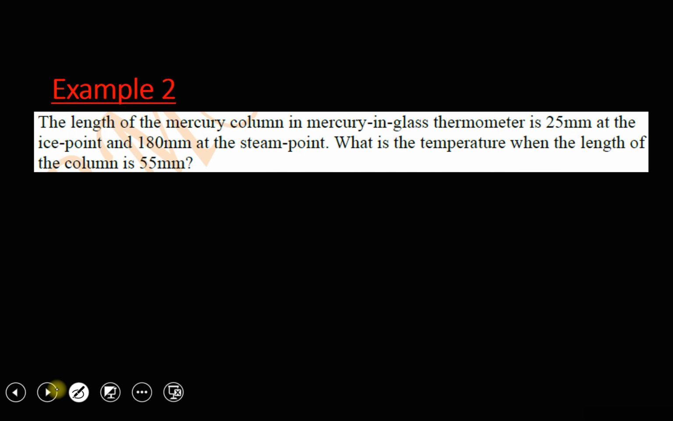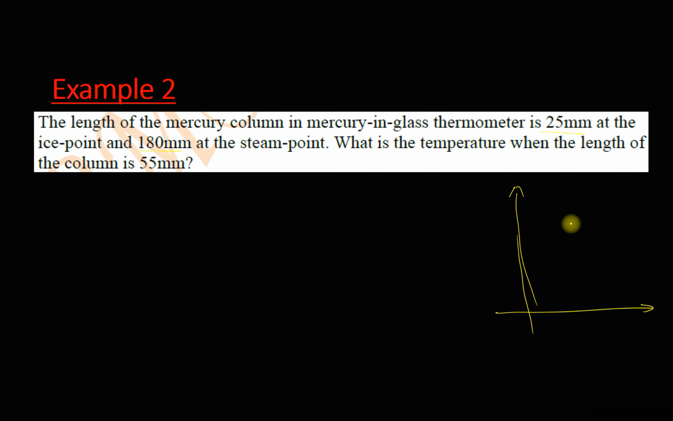If the length of a mercury column in a mercury-in-glass thermometer is 25 millimeters at ice point and 180 millimeters at the steam point, what is the temperature when the length of the column is 55 millimeters? So again, we are going to assume that the length of the liquid column varies perfectly linearly with the temperature. At 0 degrees Celsius, it is lower than at steam point. So it is increasing, so it is going to be a straight line. So let's say this is 0 degrees Celsius. This is 100 degrees Celsius.